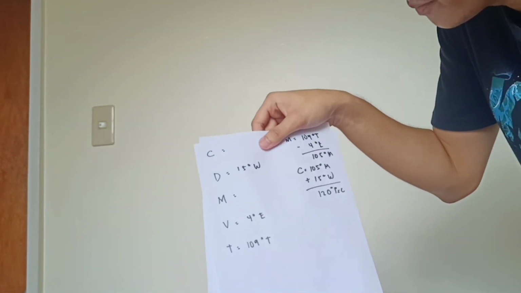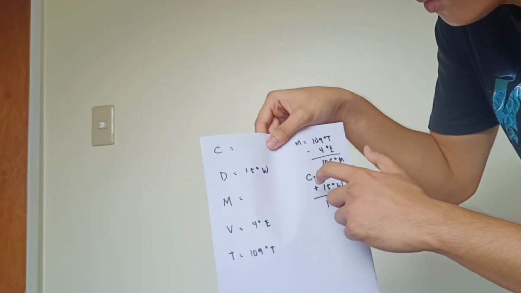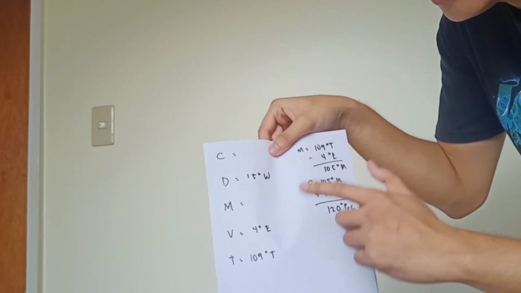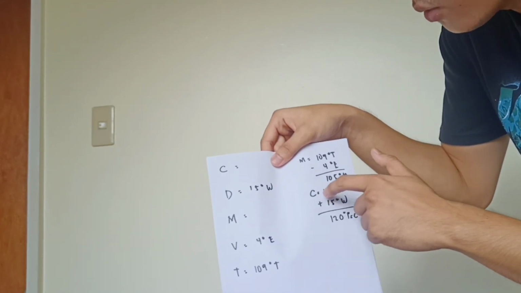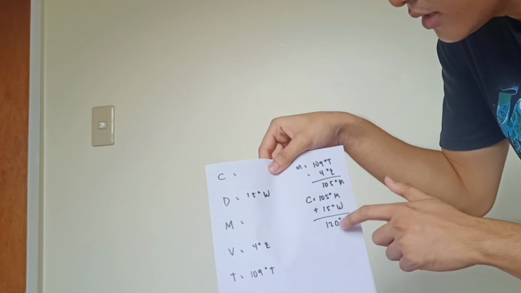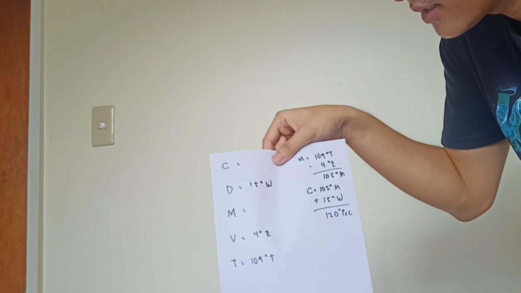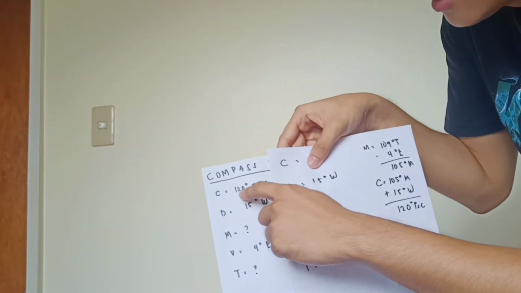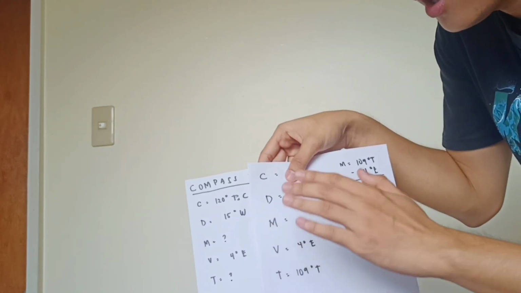Now here, the magnitude is 105. To solve for the compass, we add 15 degrees west. Since it is now west, we will add it on the magnitude. So 105 plus 15 degrees west is 120 degrees per ship's compass. Same as here. We have come up with the same answers.